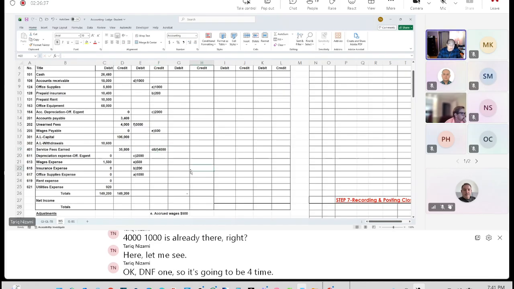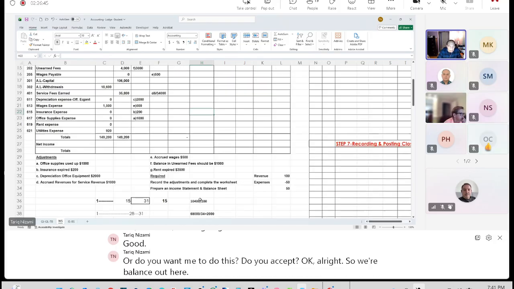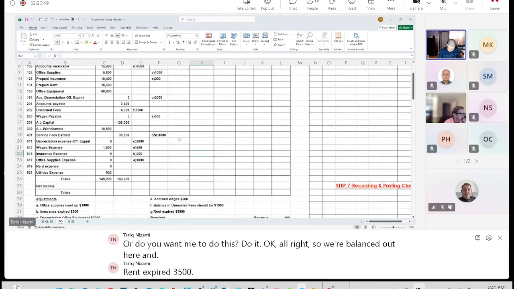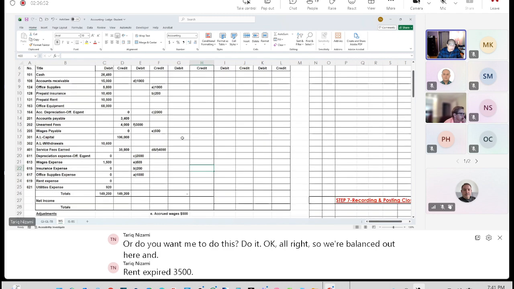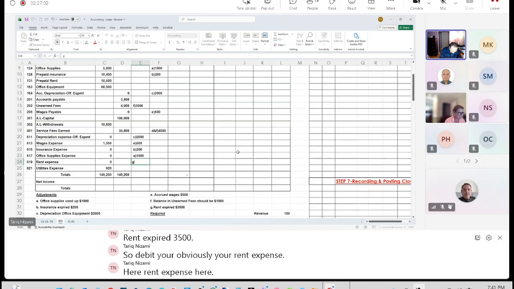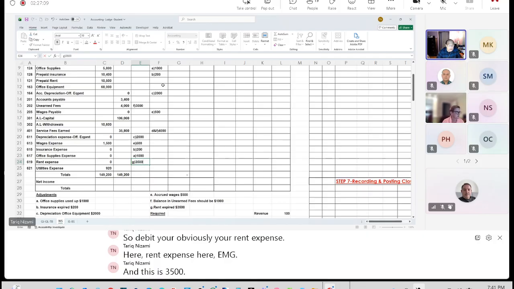Good? Or do you want me to do this? No, that's good. Okay, all right. So we're balanced out here, and rent expired 3,500. So debit your rent expense here, rent expense here, and this is 3,500. And credit your prepaid rent 3,500.